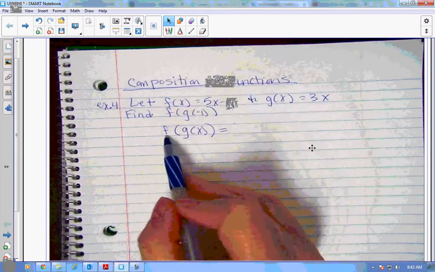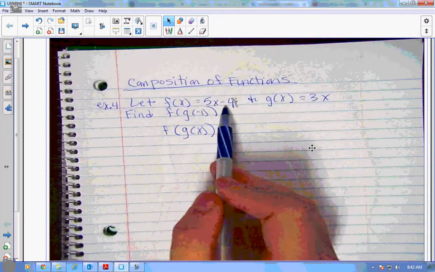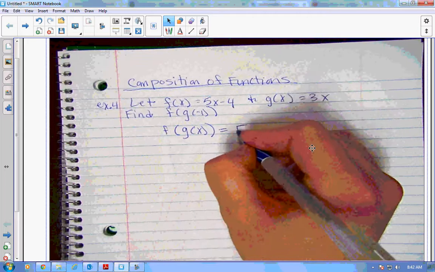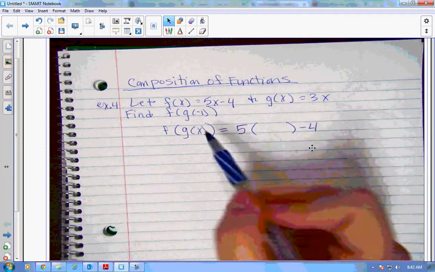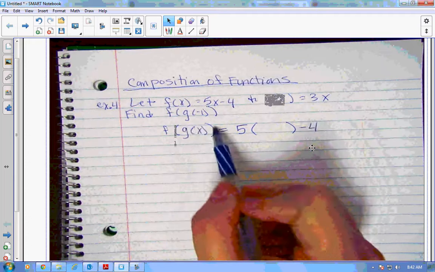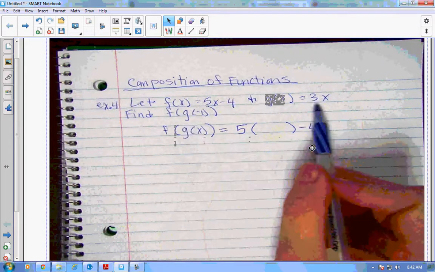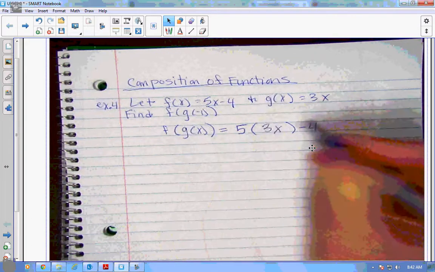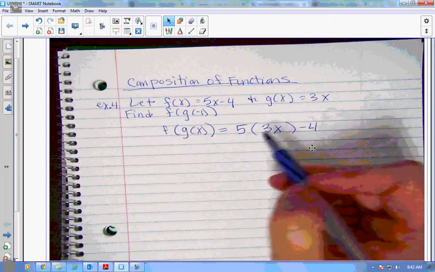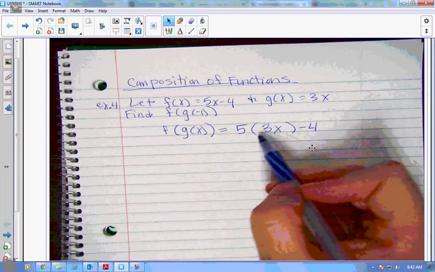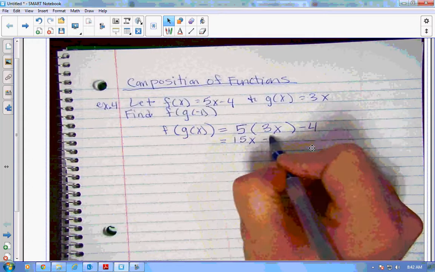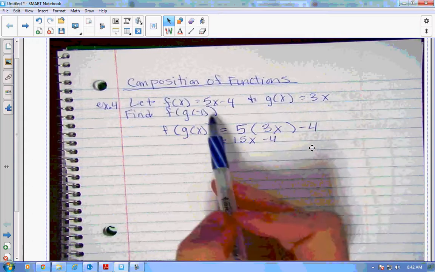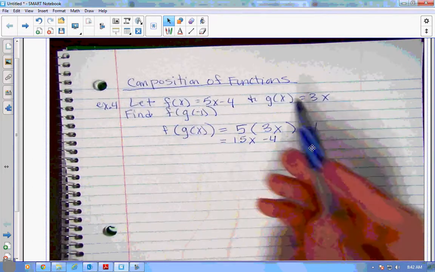Starting on the outside, f is on the outside. We have 5x minus 4. So 5, wherever there's an x, I'm going to put parentheses, minus 4. Inside the parentheses, you have to stuff in g. G was 3x. We were going to put in 3x inside those parentheses. Now use your please excuse my dear Aunt Sally. Let's multiply first. We get 15x minus 4. But we're not done. We also need to insert negative 1.